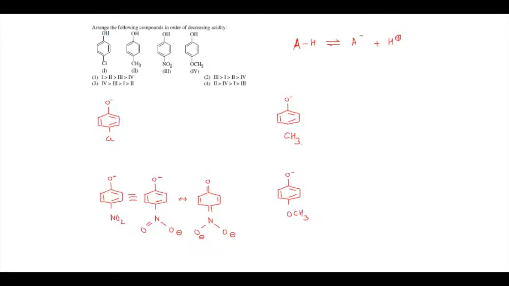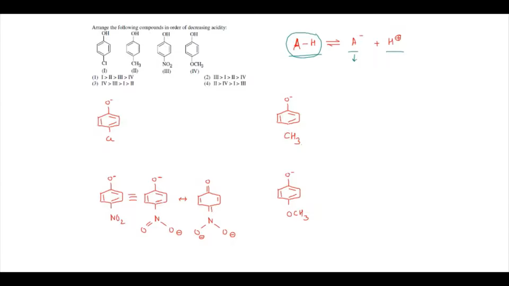Now, to understand the acidic strength of any acid, we need to know the stability of the corresponding conjugate base. Now, what is a conjugate base? Suppose the acid is AH and it is dissociating as A minus and H plus, then this A minus is the conjugate base of the acid AH.